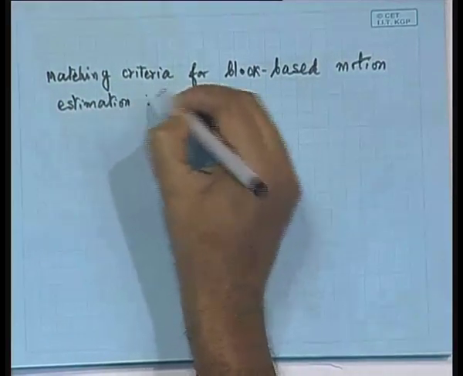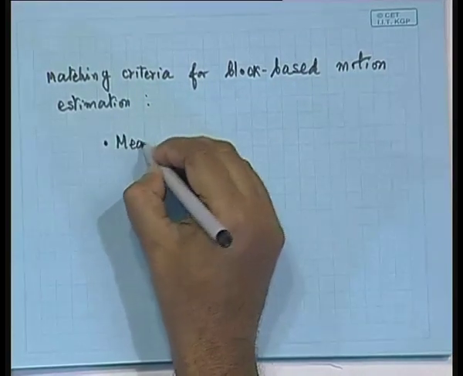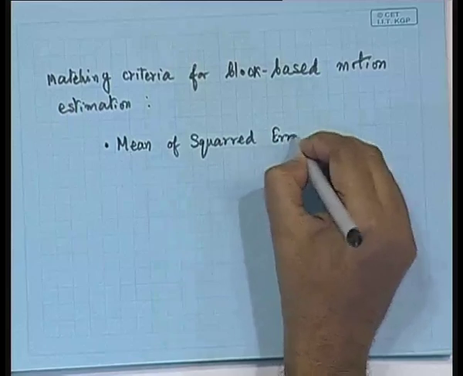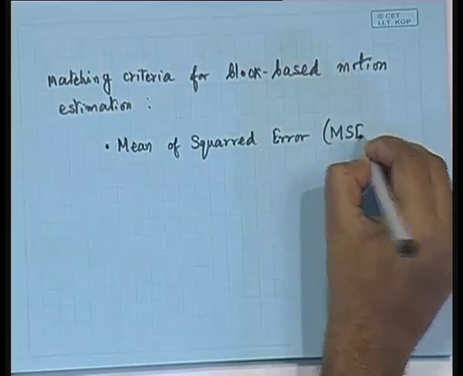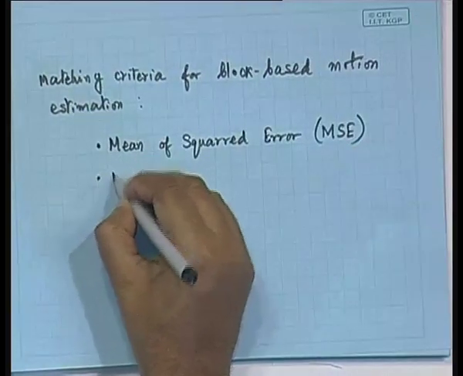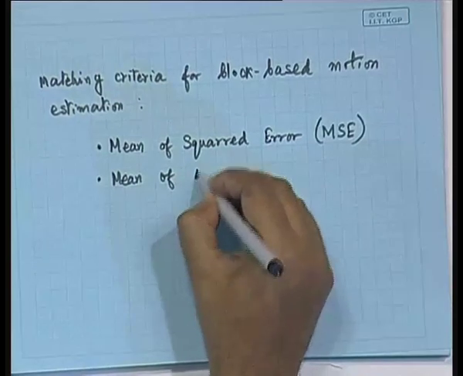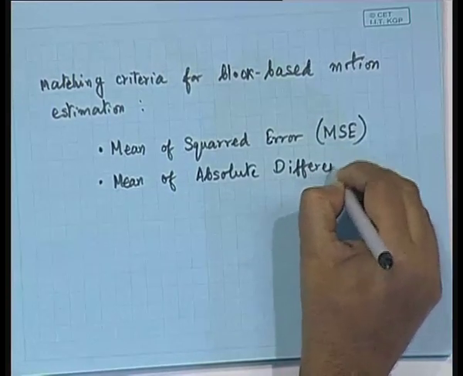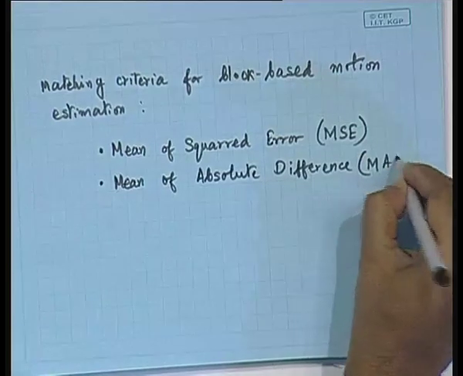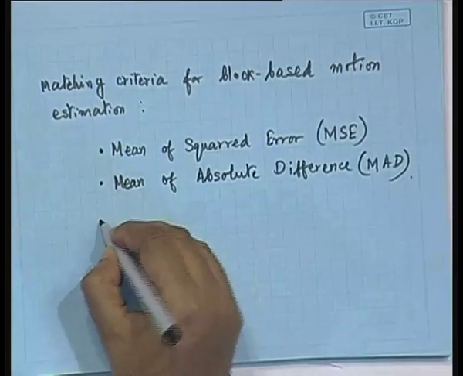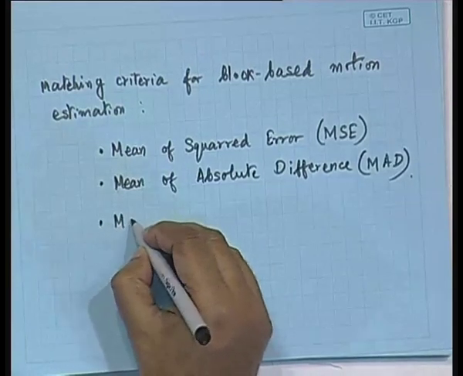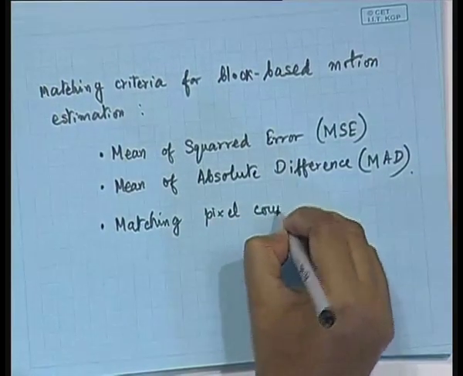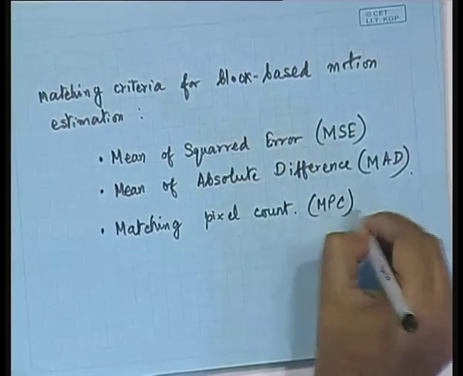One is the mean of squared error, or what is called the MSE, then mean of absolute difference, this is referred to as MAD, and then another criterion that is used is matching pixel count, also referred to as the MPC.